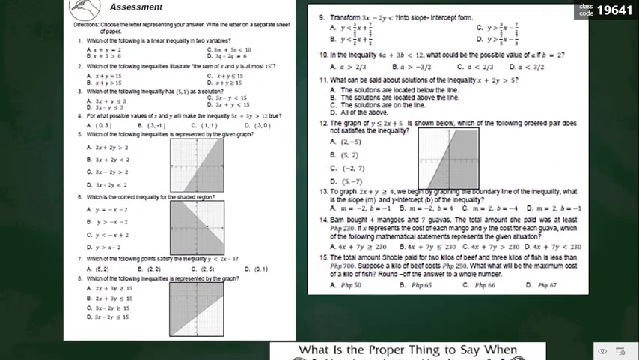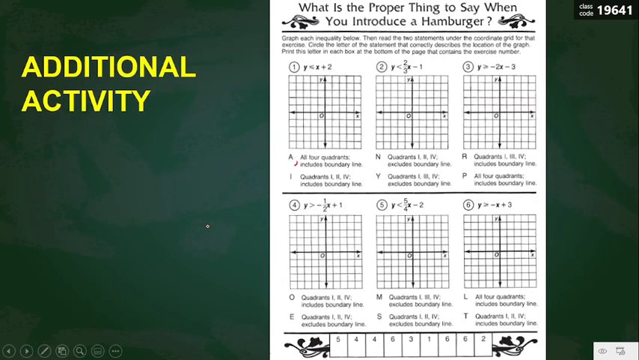Kapag tapos na kayo, send me your answers and then I'm going to send you back the answer key so that you can check your work immediately and we can easily record your scores. Okay, so if you have questions, just PM me directly and I will answer it as soon as possible na nabasa ko yung message.